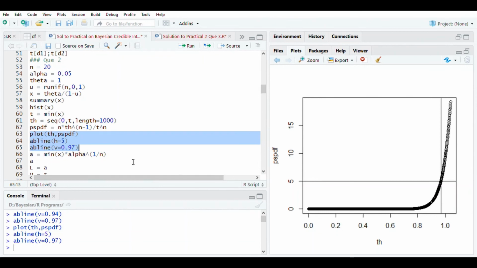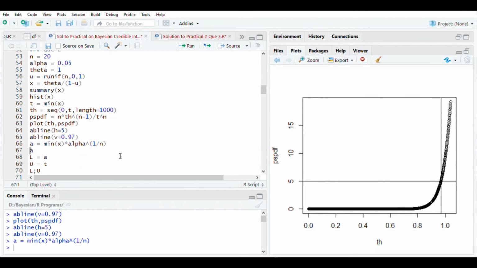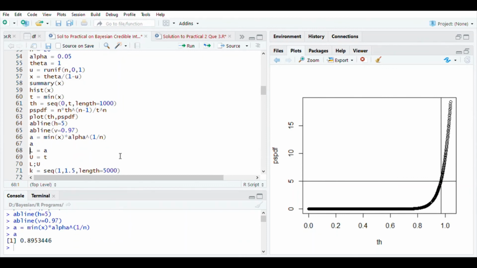Now we have derived that if 1 minus alpha is the coefficient of the interval, then the constant a is x ordered 1 into alpha raised to 1 by n. So let us compute a. So a is 0.8953446. Now notice that here I had chosen 5 arbitrarily. Means if I compute the posterior probability for the interval 0.97 to t, I don't know whether it will be at least 1 minus alpha or not. This we did not check.